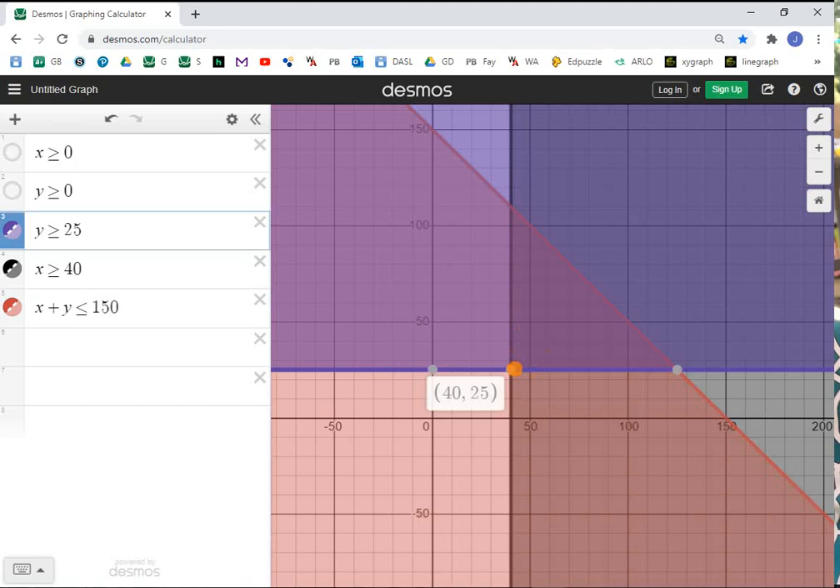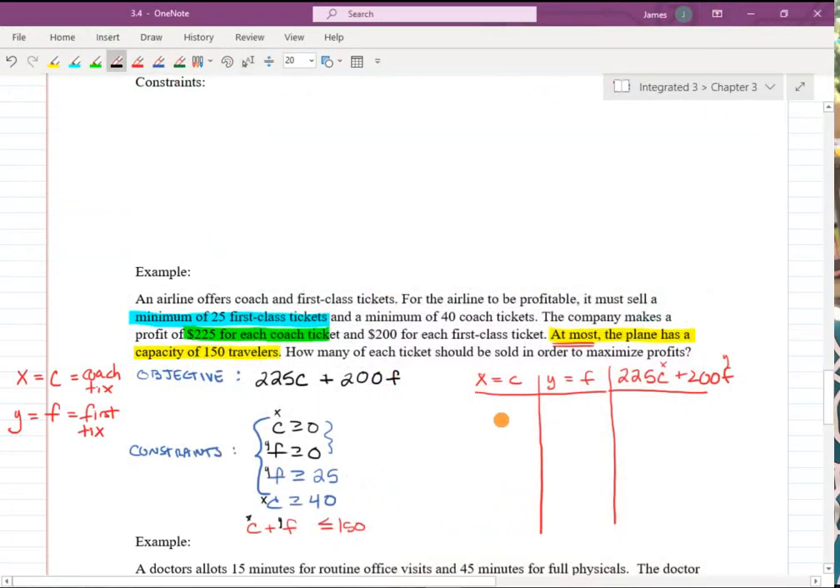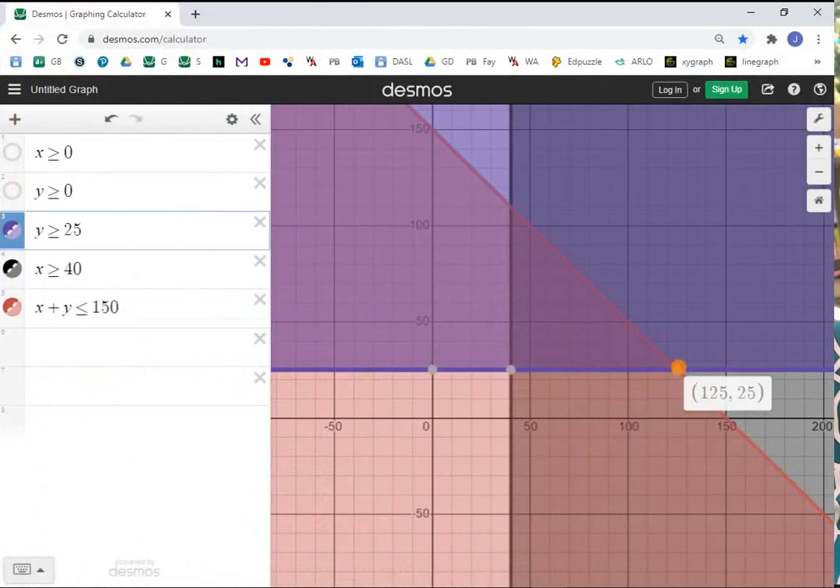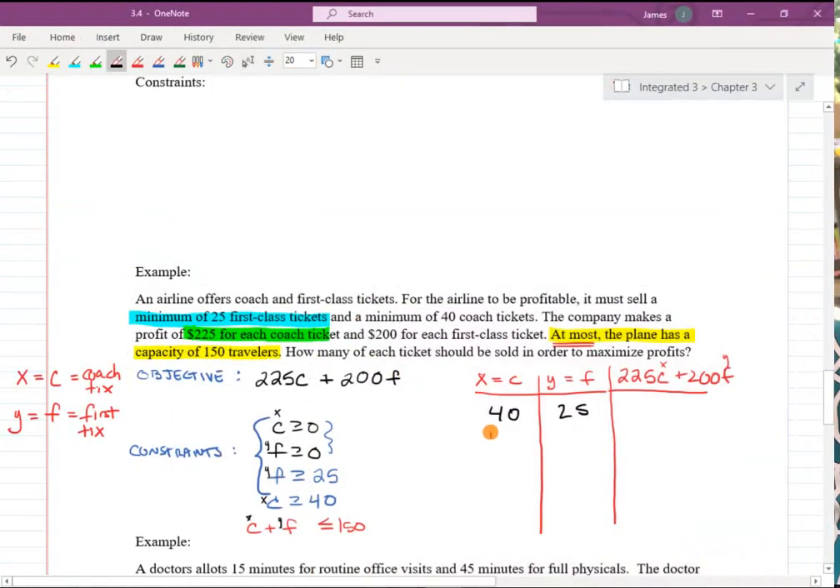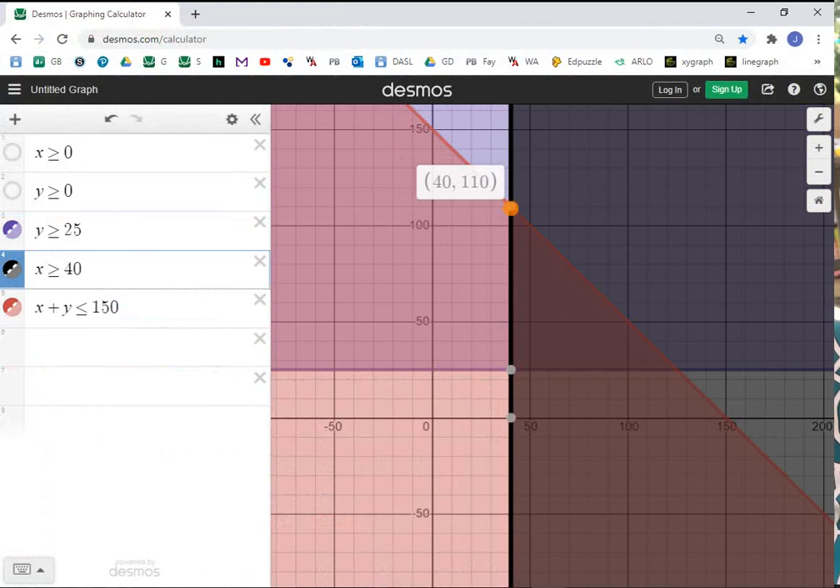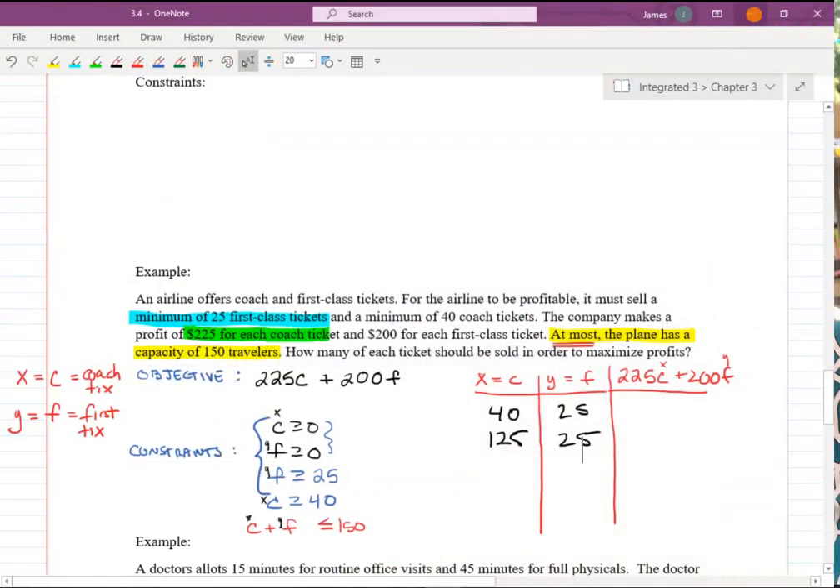So one ordered pair is 40, 25. Another ordered pair is 125, 25. And another one is up here, 40, 110. And what that does, guys, is it meets all of those conditions.